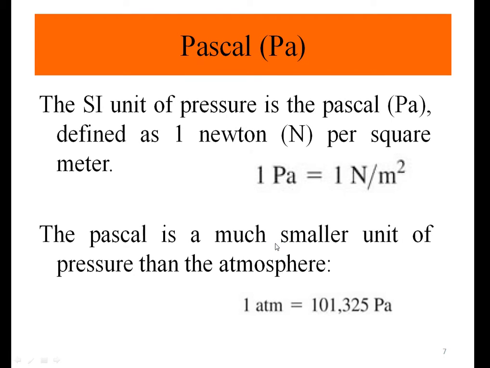And if you remember, we had Pascal or PA, the SI unit of pressure. It's the Pascal, and defined as 1 Newton per square meter. So 1 PA is equivalent to 1 Newton per square meter. The Pascal is a much smaller unit of pressure than the atmosphere. So 1 ATM is equivalent to 101,325 Pascal. And as I said, Pascal is a small unit, so we usually use kilopascal instead of Pascal, and 1 kilopascal is equivalent to 1000 Pascal.